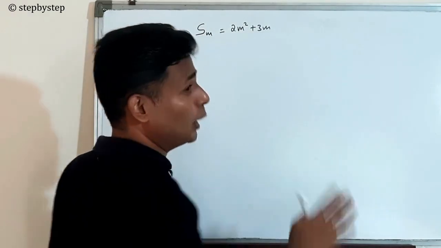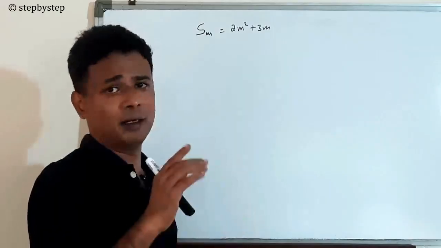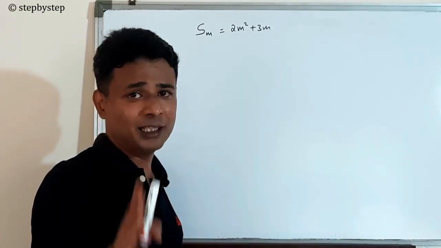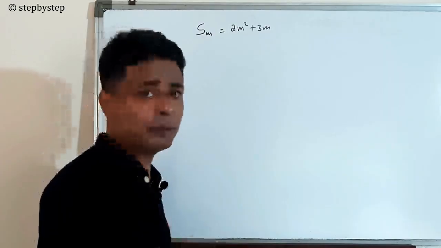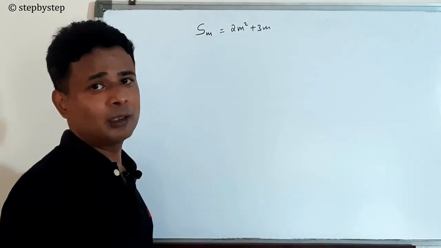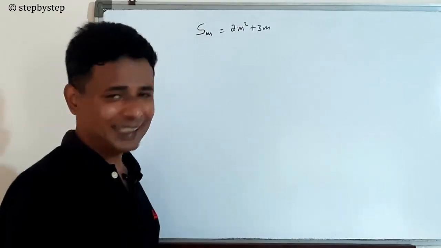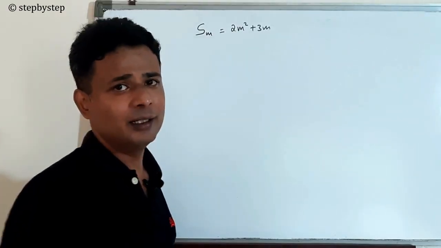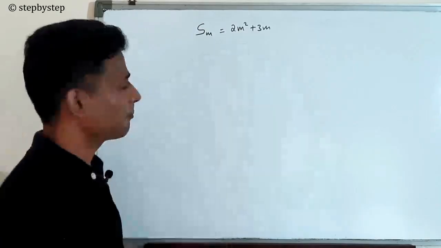Which means we will not use the original two formulas, that n by 2 into 2a plus n minus 1 into d, or n by 2 into a plus l. They have told us to specifically use this formula. Now we have to find the second term. To find second term, we need to know a and d. So how do we find a?